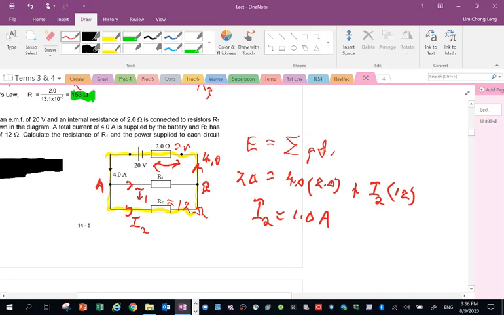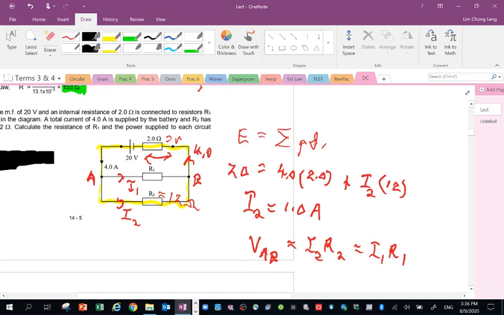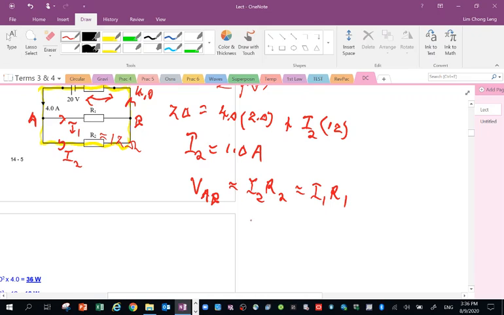Look at the PD across AB. PD across AB is I2 times R2, which is also equal to I1 times R1. So what is I2 R2? I2 is 1.0, R2 is 12. I1 is what I want to find. Actually, I know I1 because if I apply Kirchhoff's first law, if I know I2 and the main current, I1 should be 3.